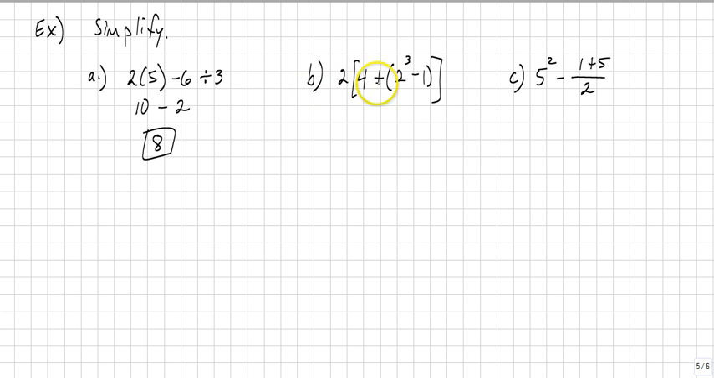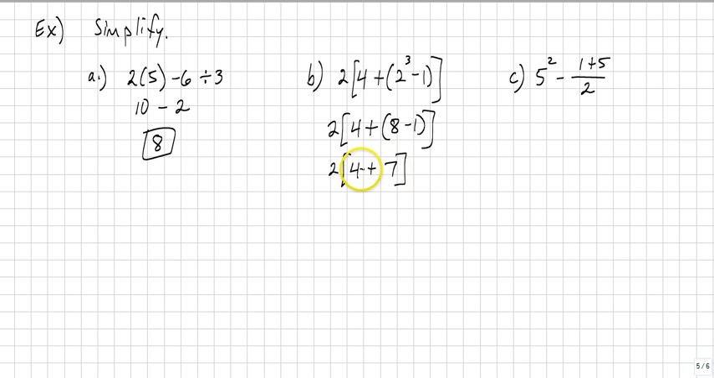In B, we do have some parentheses and brackets. So the parentheses are the innermost, and so we're going to work on those first. Well, inside those parentheses, we have an exponent and subtraction. Well, we have to do the exponent first. So everything else just minds its own business, and 2 cubed is 8. And now inside the parentheses, we can do the subtraction. So everything else minds its own business. We end up with 7.